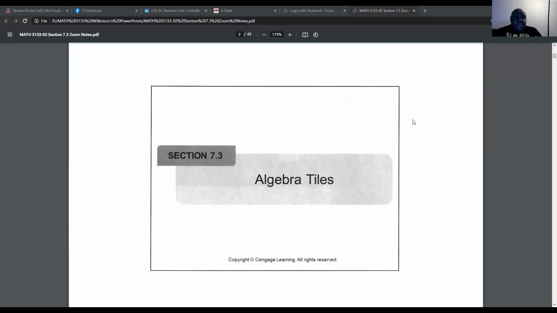All right, in this video, we're going to talk about the last section in chapter 7. That's section 7.3, using algebra tiles. Now, this is pretty much a manipulative that is used to represent algebraic equations. And here we can use what they call algebra tiles to represent equations and also solve equations visually.